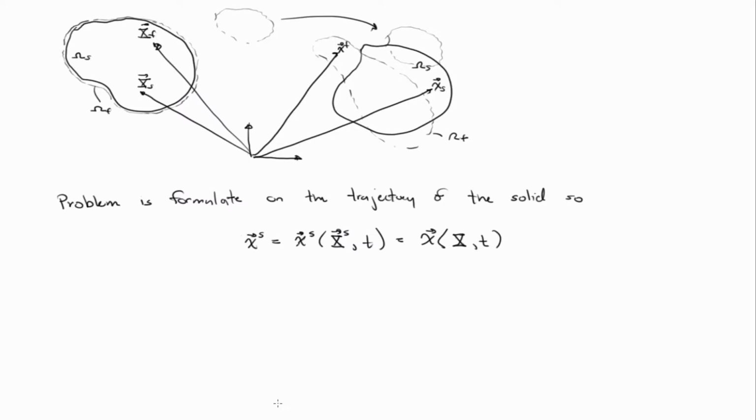So this is really going to come into play when we talk about the mass balance of the fluid. In terms of the mass balance of the fluid, we're going to write it in a way such that fluid can flow in and out of the current configuration of the solid, okay?